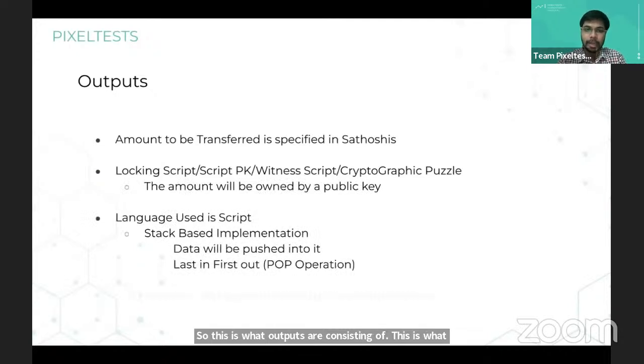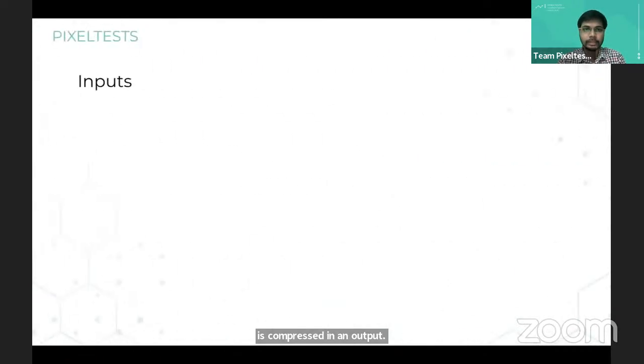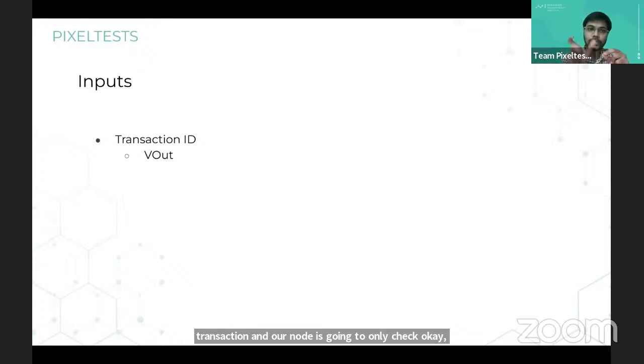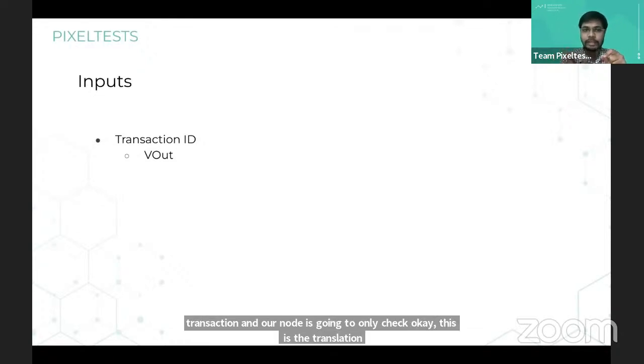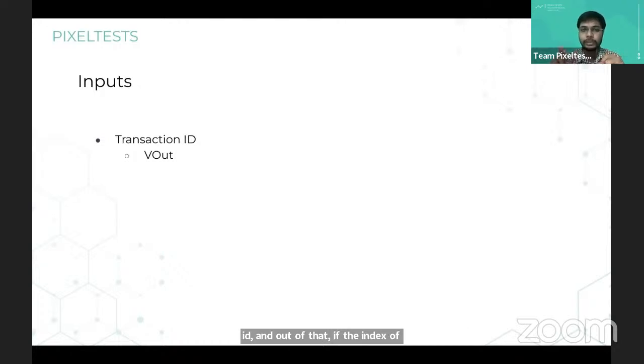So let us have a look at the inputs also. All right. So now inputs will have a transaction ID, and there is a version output, which is nothing but the output sequence, because whenever any output or input is put up in a transaction, it is going to have a sequence, because there could be multiple outputs in a transaction, and our node is going to only check, okay, this is the transaction ID, and out of that, if the index of that output or input is 5, it is only going to check the 5th input or output, right?